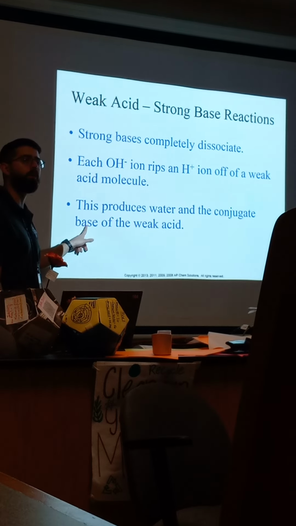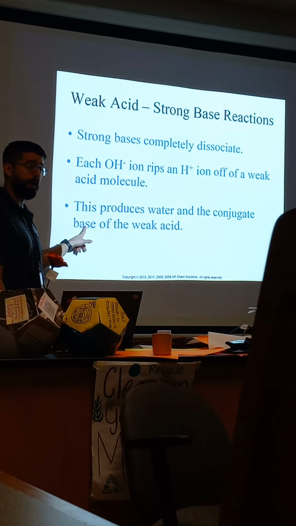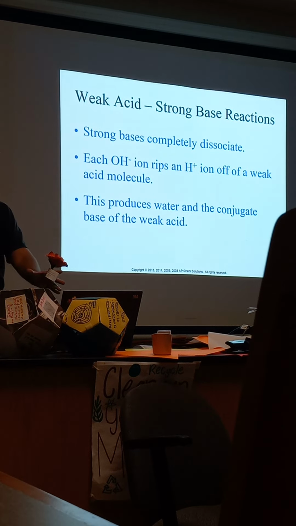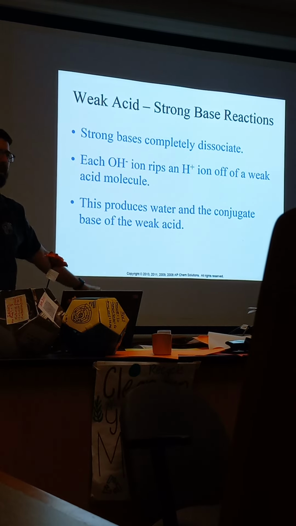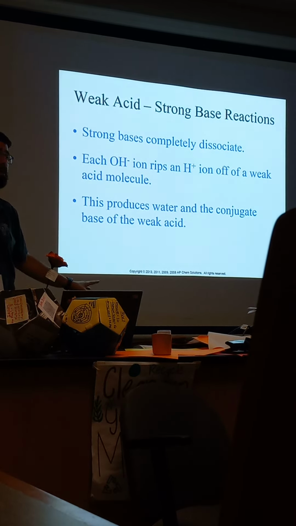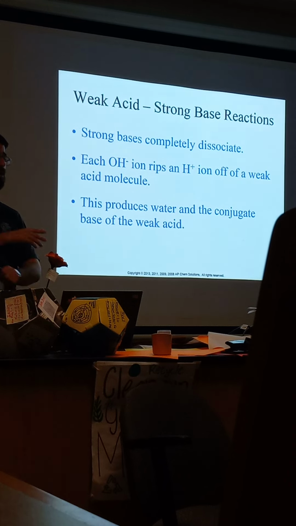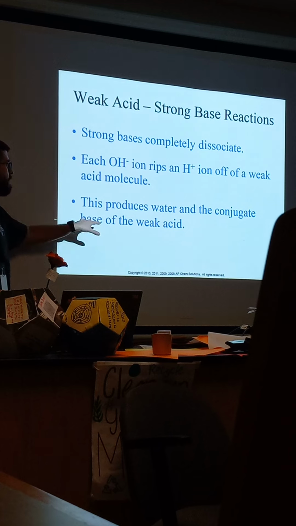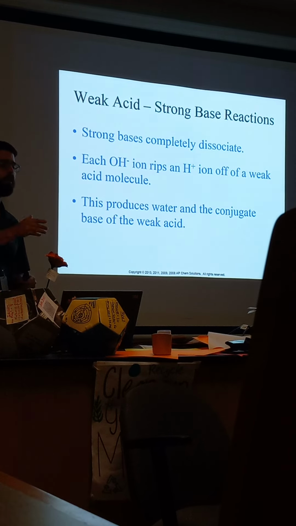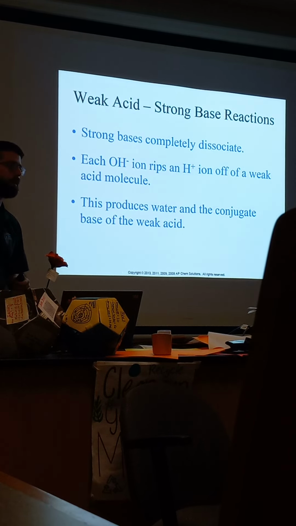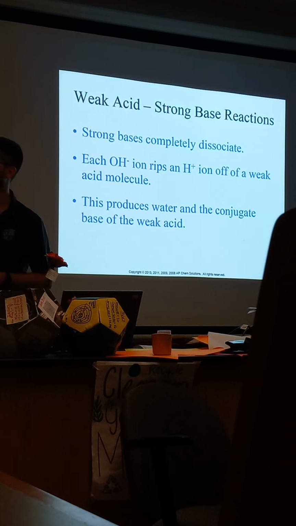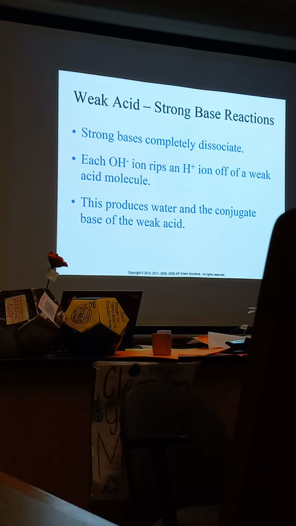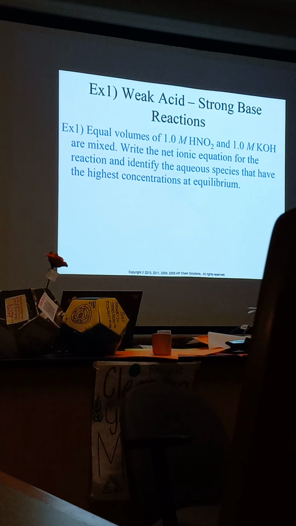And this is important because in strong, the conjugates are all spectators, right? The Cl minus and the Na plus, those were just spectators no matter what. However, here, that conjugate is actually going to be a part of the net ionic equation. The conjugate's actually going to be part of the net ionic equation.